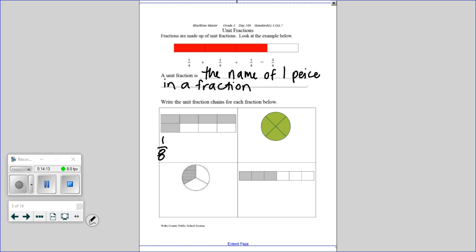So we took care of this guy. We named him. Plus, what's this guy going to be called? 1/8. Good, we got him too. What's my next guy going to be called? 1/8. What about my next guy? 1/8. I have one more. 1/8.